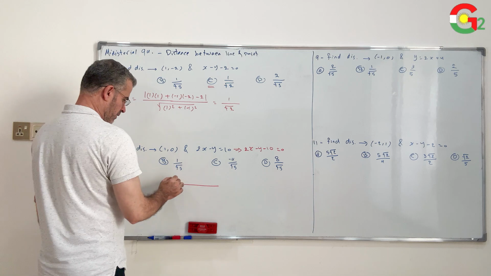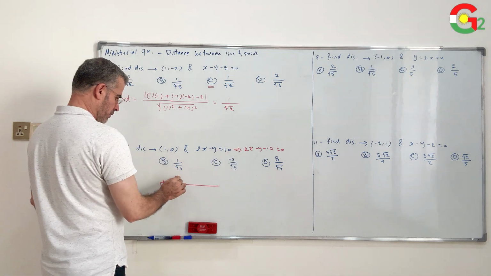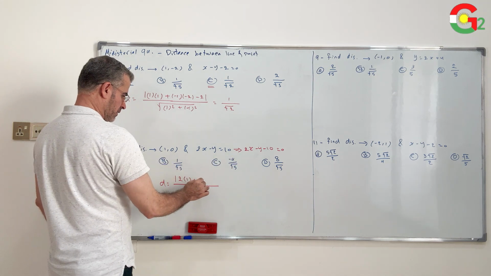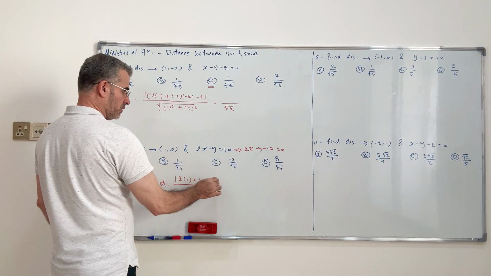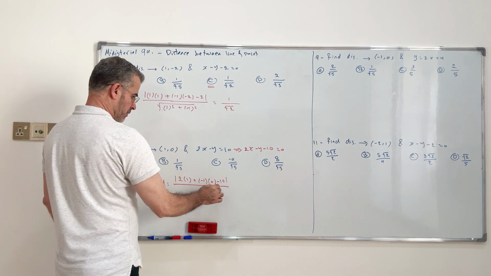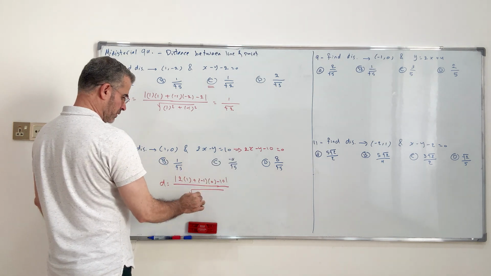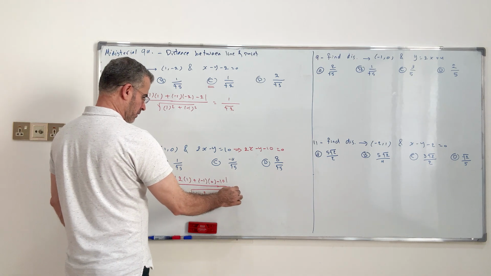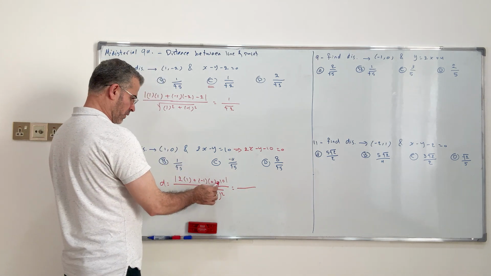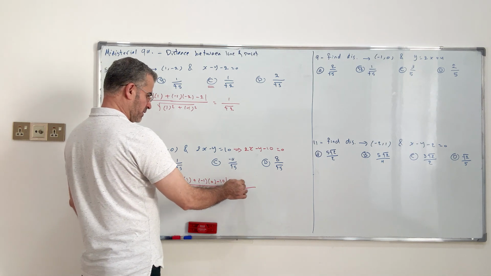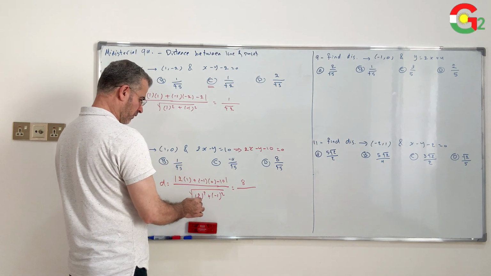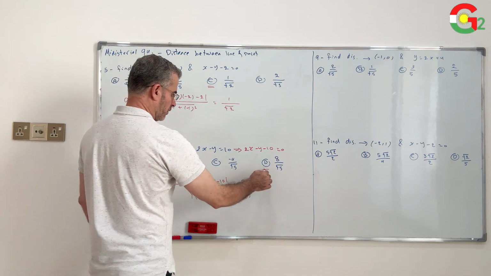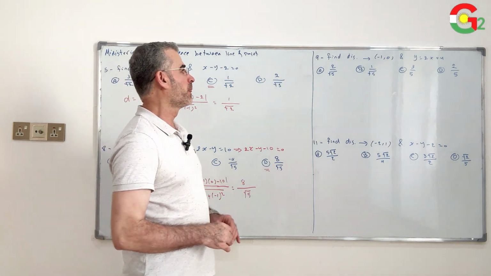Then the distance is the absolute value of 2 times 1 plus negative 1 times 0 minus 10, over the square root of 2 squared plus negative 1 squared. Simplify: 2 minus 10 is negative 8, absolute value 8, over the square root of 4 plus 1, which is the square root of 5. So 8 over square root 5, choice number D.